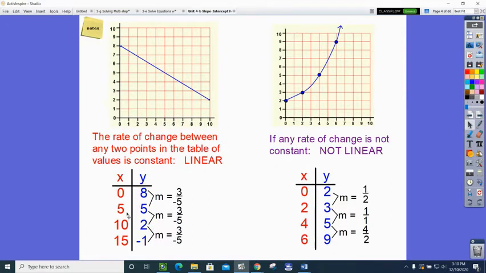So if I was to pull some points off this graph, like (0, 8), (5, 5), and (10, 2), and I even gave you another one here that's off of the graph, you'll notice that as I pick any 2 points, I will always get the slope that is the same. So 8 minus 5 is 3, and 0 minus 5 is negative 5, and so forth, all the way down the table. So the slope is the same between these 2 points, is the same between these 2 points, is the same between these 2 points. If the slope, as you go from point to point, remains the same, it has to be linear.